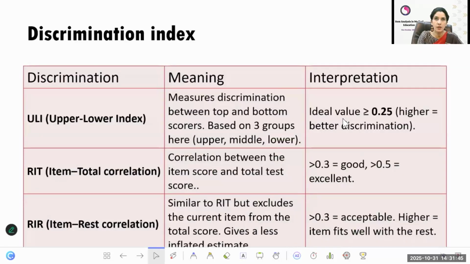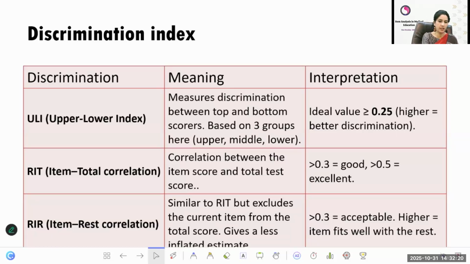So what is this upper-lower index? Basically, it takes the people who marked the answer correctly in the upper group and those who marked it correctly in the lower group. You deduct these and divide by the total number of students, and we have earlier seen that the value should be at least 0.25, but if it is higher, then it is better discrimination. The other two values are the RIT, the item rest total correlation, and the RIR, the item rest correlation. So this is the correlation.